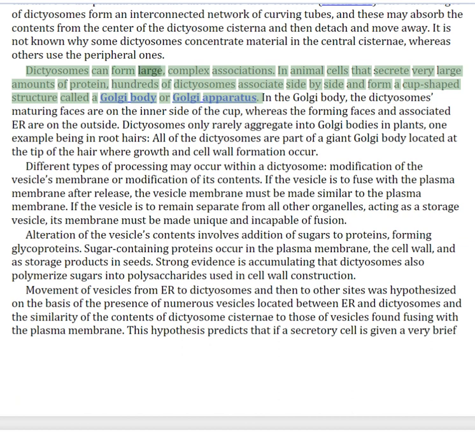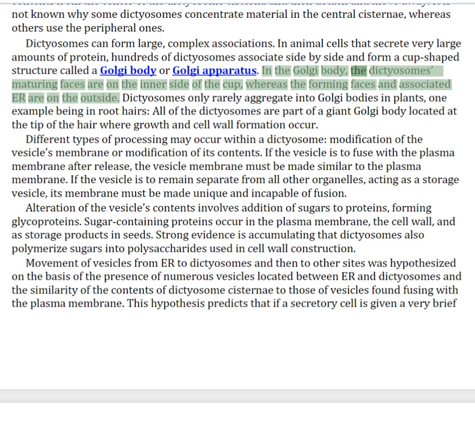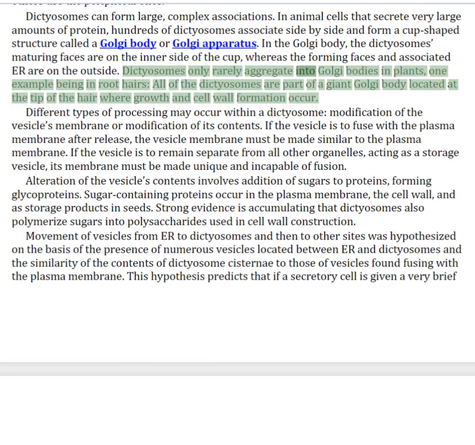Dictyosomes can form large, complex associations. In animal cells that secrete very large amounts of protein, hundreds of dictyosomes associate side by side and form a cup-shaped structure called a Golgi body or Golgi apparatus. In the Golgi body, the dictyosomes' maturing faces are on the inner side of the cup, whereas the forming faces and associated ER are on the outside. Dictyosomes only rarely aggregate into Golgi bodies in plants, one example being in root hairs. All of the dictyosomes are part of a giant Golgi body located at the tip of the hair where growth and cell wall formation occur.